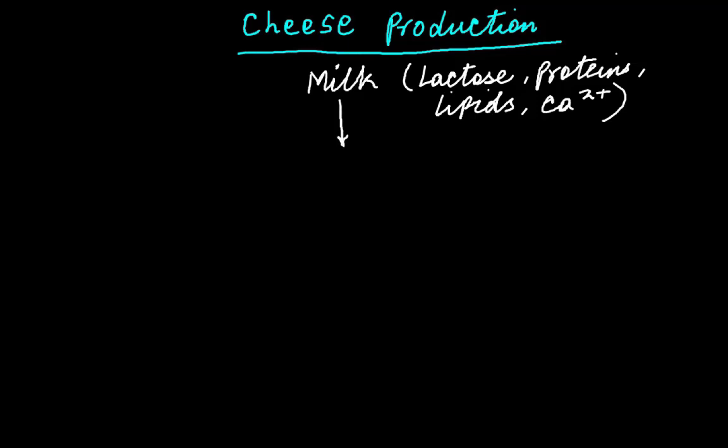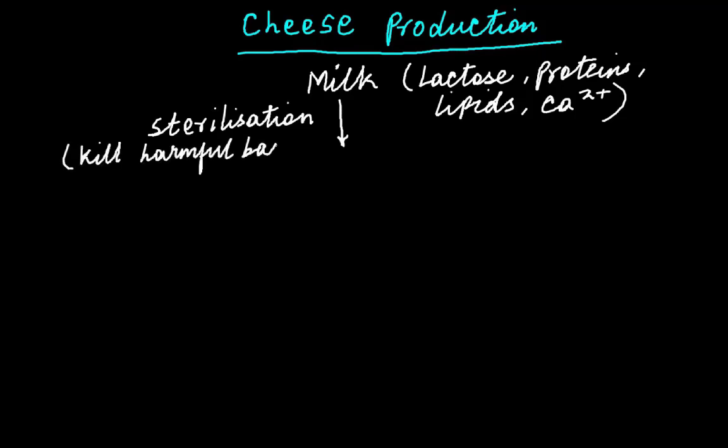So the first step in the production of cheese is sterilization of the milk to kill the harmful bacteria, the bacteria that cause decomposition, or any bacteria that might cause diseases if you consume them. So we sterilize it. And the way by which we sterilize it is called pasteurization, where you heat the milk and then you cool it down. Now heating will kill the bacteria. So you can heat this to 50 degrees Celsius for 15 minutes.